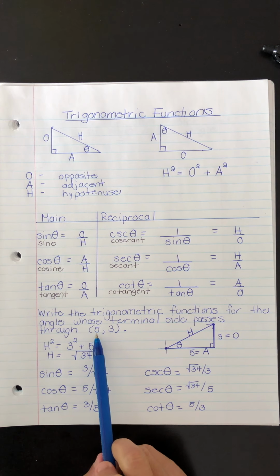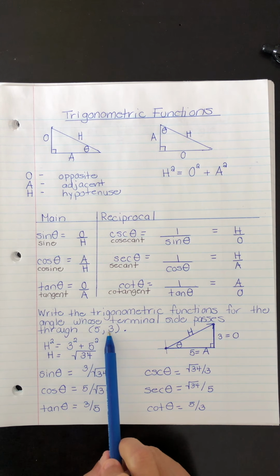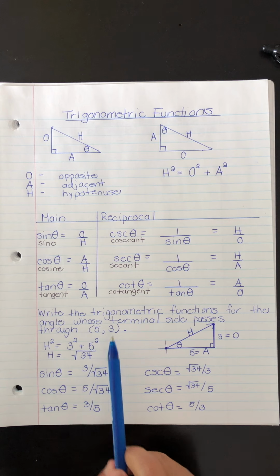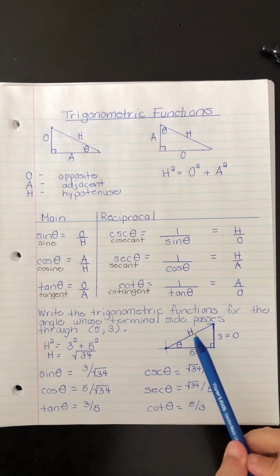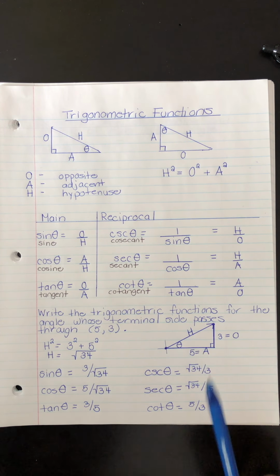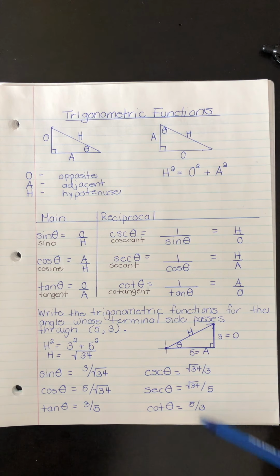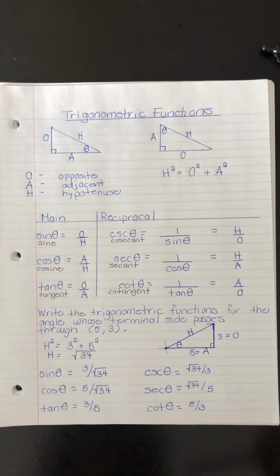So again, this will always be the x value. This is the y value. You can label them. You calculate the missing side length using the Pythagorean Theorem, and then you just set up your ratios.